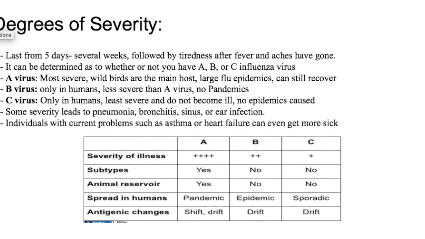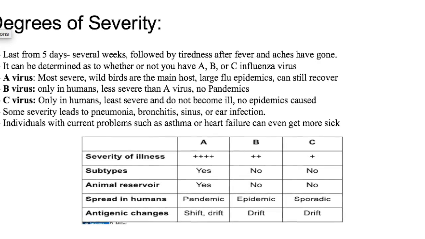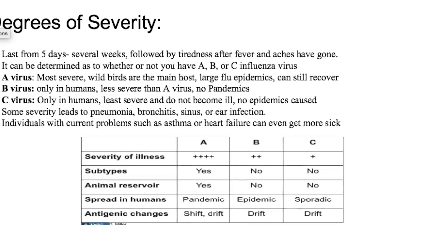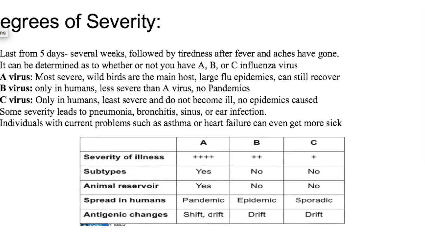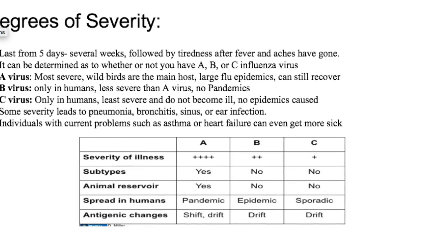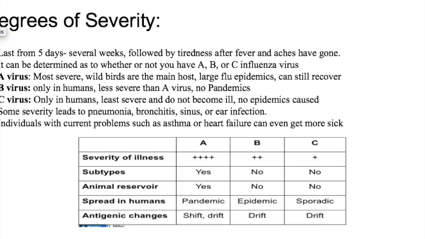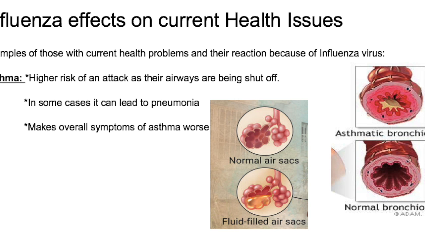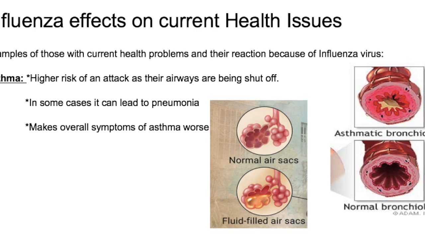The B virus is only found in humans. It is less severe than the A virus, and it does not cause pandemics. The C virus is only found in humans, ranked as the least severe, and hardly causes any illness. It does not cause any epidemics, but it is more sporadic. While some individuals are quickly overcome from the influenza virus, there are instances where it can lead to pneumonia, bronchitis, sinus, or ear infections.